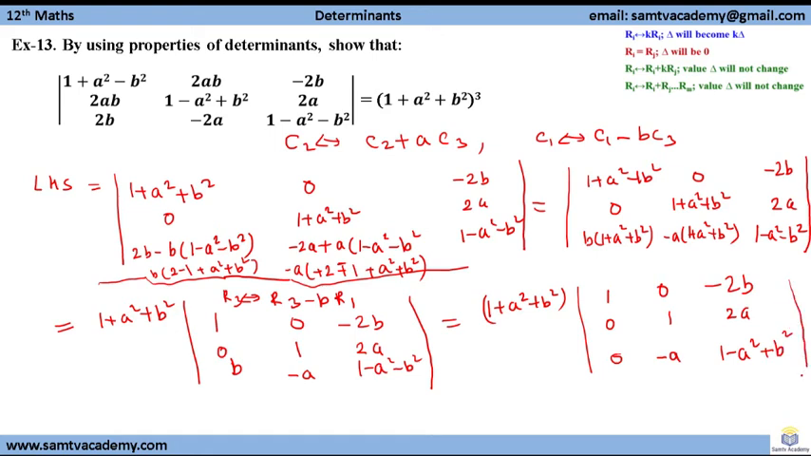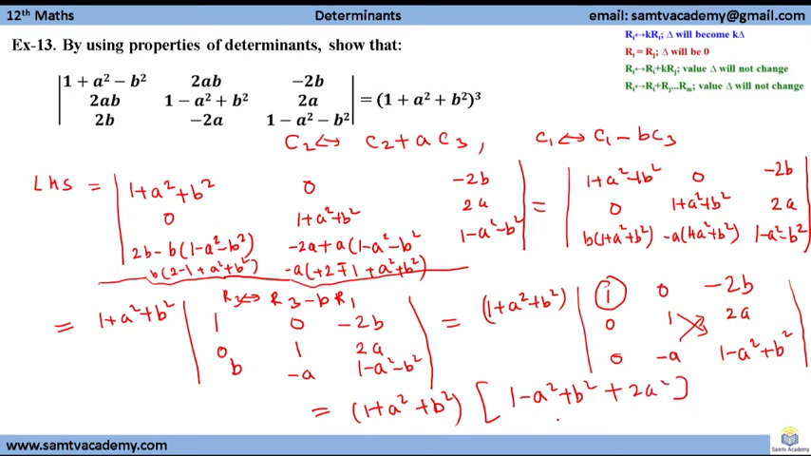Okay, we are getting this. Now if we expand this along this column, we will get these two terms. So we are expanding, we are having this 1 plus a square plus b square, and we expand this and this, so 1 minus a square plus b square, minus minus will get plus, so 2a square. Oh, this will get minus, so we will get 1 plus a square plus b square.